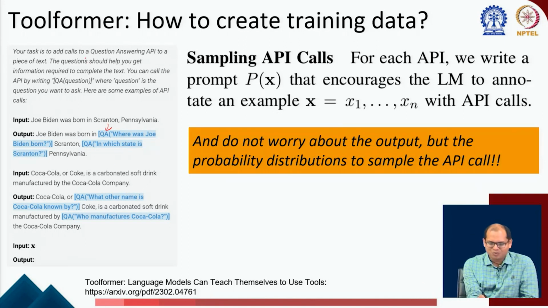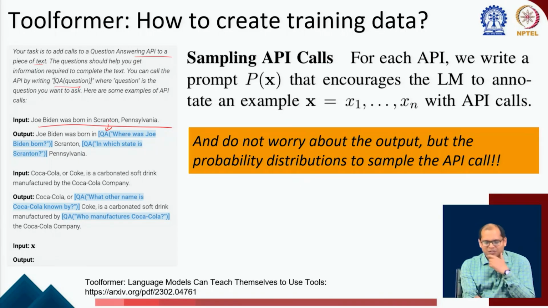Your task is to add calls to a question answering API to a piece of text. The question should help you get information required to complete the text. You can call the API by writing QA(question), where question is the question you want to ask. And you give an example: for the input 'Joe Biden was born in', where you don't know the place, you will call QA(where was Joe Biden born). It's only for calling an API.